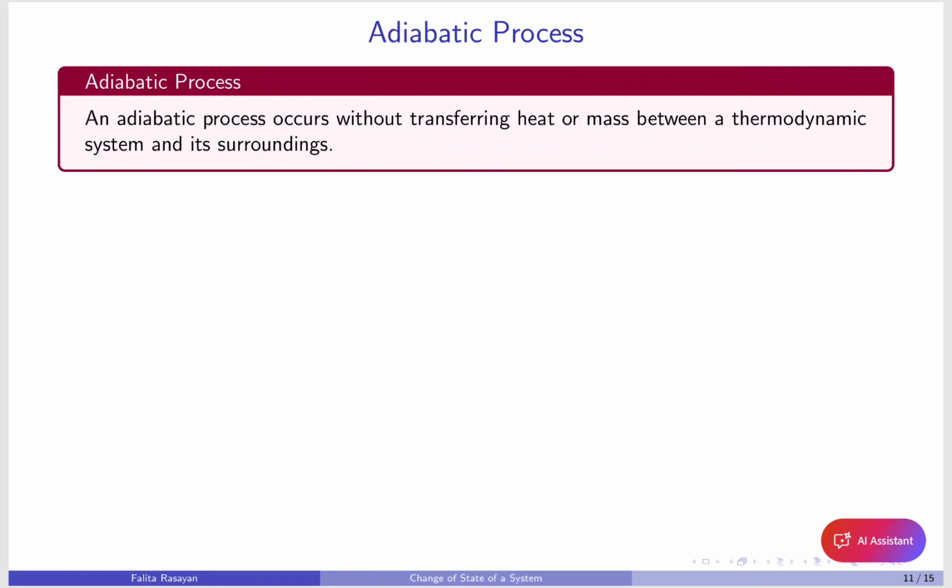Then there is an adiabatic process. An adiabatic process occurs without transferring heat or mass between a thermodynamic system and its surroundings. So an adiabatic process takes place in an isolated system. We have seen the flow process taking place in an open system. Here the adiabatic process is taking place in an isolated system. All others will take place in a closed system. So we will be covering all three kinds of processes. One is the open system, some in the closed system, and some in an isolated system. Adiabatic process is such a process which takes place in an isolated system.